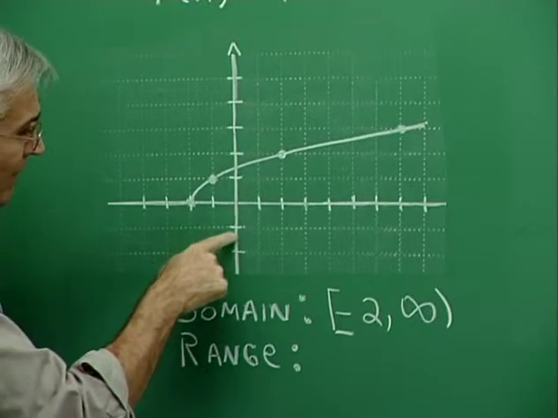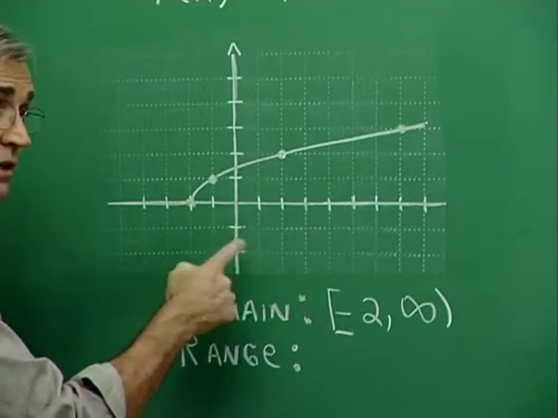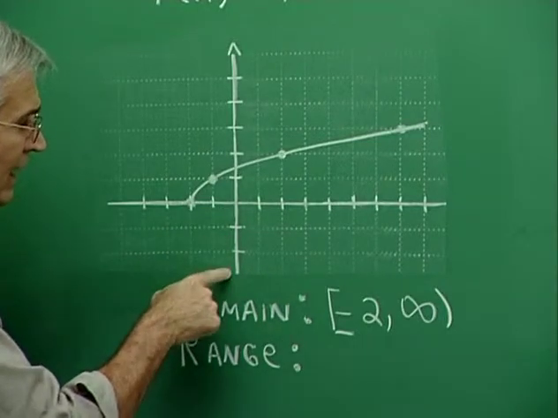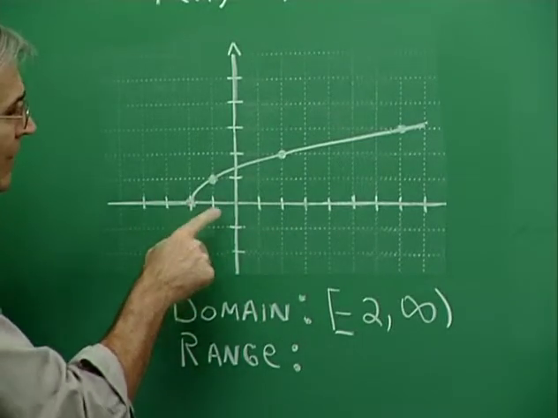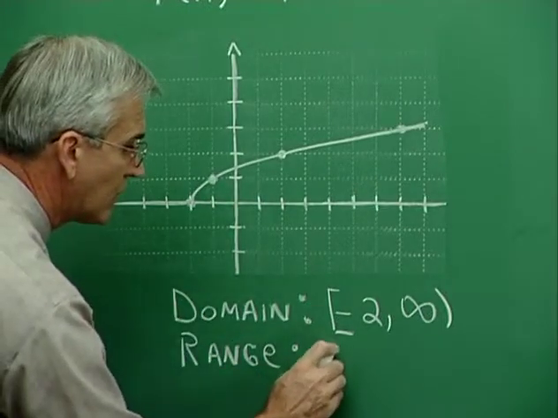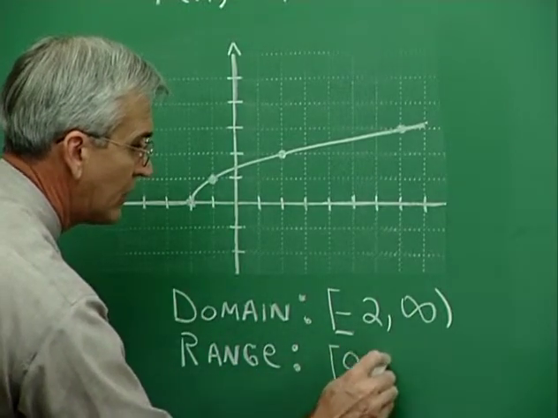And so for y values down here, we don't have partners that put points onto the graph. So we have no points for y values that are negative. The range then would be y values that are greater than or equal to 0. So our range then is from 0 to infinity.